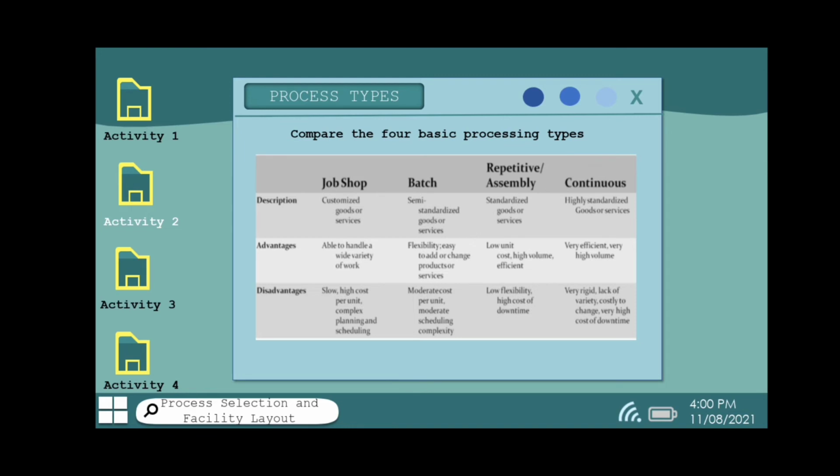The third type is repetitive processing. This process is most appropriate for high volumes of standardized goods. The last type is continuous processing. This type can be best used to process very large volumes of non-discrete products.